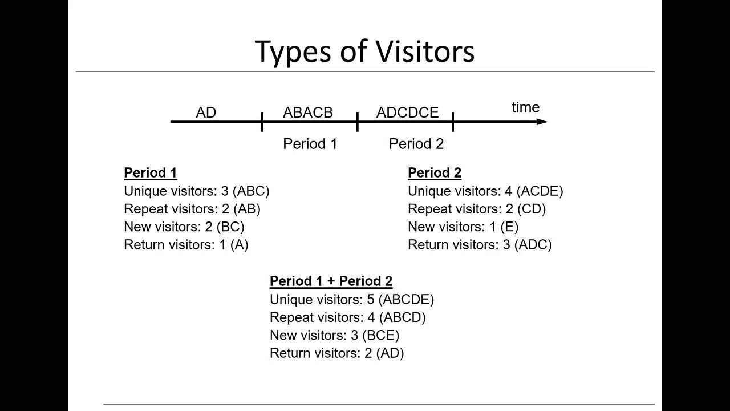For the combined period 1 and 2, we have 5 unique visitors, A, B, C, D, and E, 4 repeat visitors, A, B, C, and D, 3 new visitors, B, C, and E, and 2 return visitors, A and D. Note that, as you can see, you cannot add up the numbers for period 1 and 2 to obtain the period 1 plus period 2 numbers.